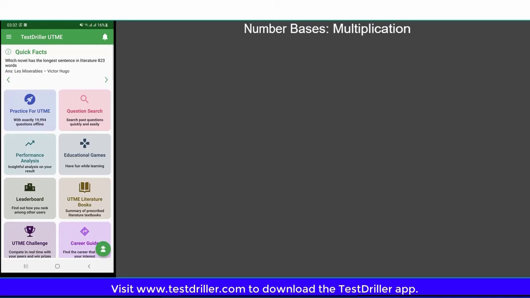So I'm going to start with multiplication. Let's take a look at this example. Let's say you are asked to multiply 21 in base 3 by 12 in base 3. How do you go about this? There are different ways you could perform this or get this done.